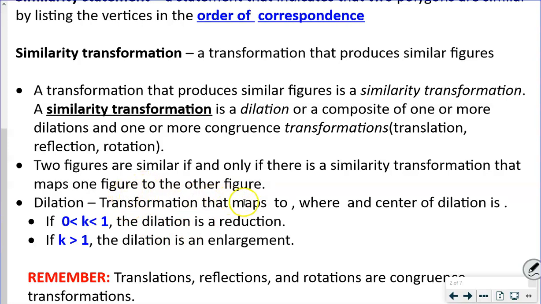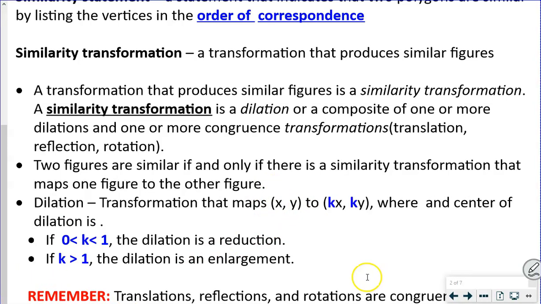So a dilation is a transformation that maps one image to another. Okay, so that maps, pause. I knew something was missing. So y'all, this maps KXY to KX, where the center of dilation is 0, 0. So let me fix that as well. Let's see if I can do that here. 0, 0, like it is in your notes, okay?